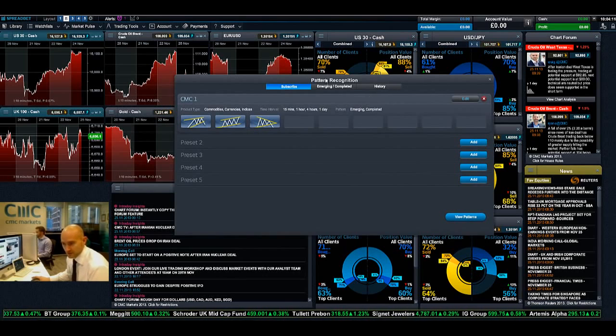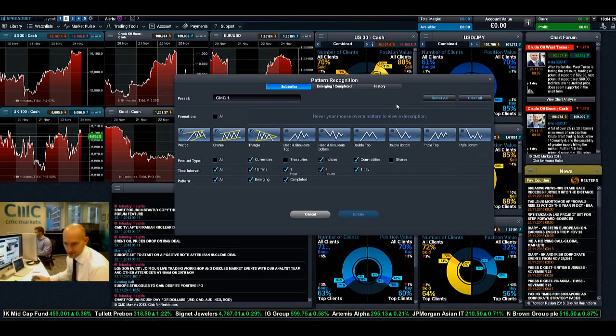So first of all, I've opened up the pattern recognition scanner right here. I'm in the subscription area. I should point out a few clients have thought this means that there's actually a charge for pattern recognition. I just want to let you know that there's not. It's completely complimentary to our clients. There's no cost at all. It just means that you're subscribing to specific pattern types.